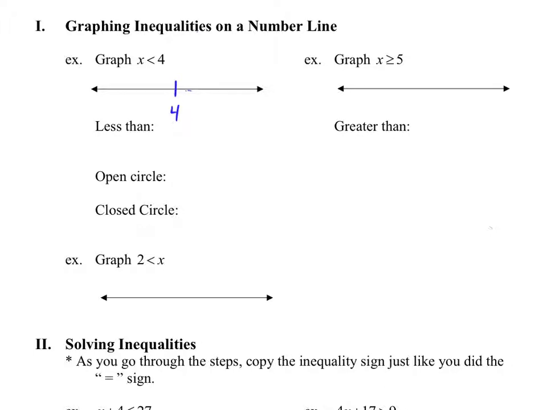So we want to find a way to say everything right up to the 4, but not the 4. So what they do is put an open circle here on the 4. This is trying to say everything but the 4. And now we want to shade. You said that 2 is less than 4. Do you agree 2 would be over here on the left somewhere? Yes. So then we shade to the left side.